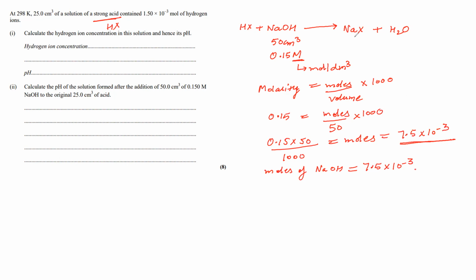Okay. Now see, I'll be doing a very nice thing. You have 7.5 into 10 to the power negative 3 moles of NaOH. And how many moles of acid do you have? They have given you 1.5 into 10 to the power negative 3 mole of hydrogen ions. Hydrogen ions basically you get from acid, so these are the moles of acid. So the moles of acid would be 1.5 into 10 to the negative 3. We will just assume the acid to be monoprotic, and basically the moles are this much.